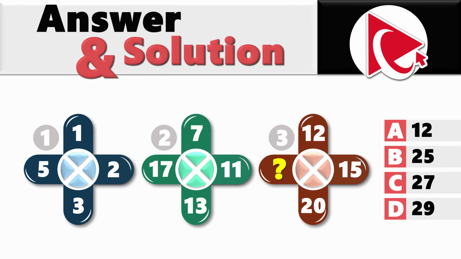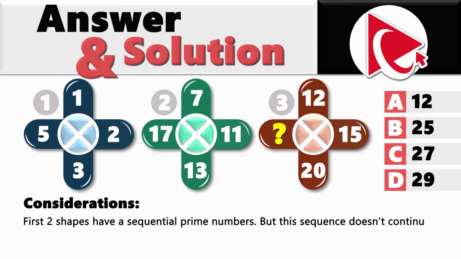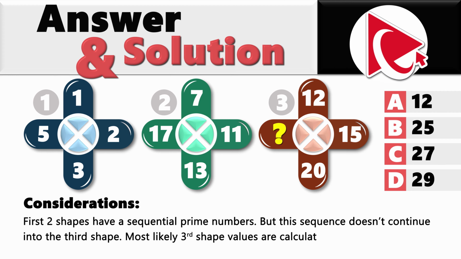The first thing that comes to mind when looking at the numbers in those shapes is that we're dealing with prime numbers. In fact, the first 2 shapes have sequential prime numbers 1, 2, 3, and 5, and then it continues 7, 11, 13, and 17. But then this pattern doesn't go anywhere, because it does not continue in the third shape, which means that most likely the third shape values are calculated based on the values in shapes 1 and 2.